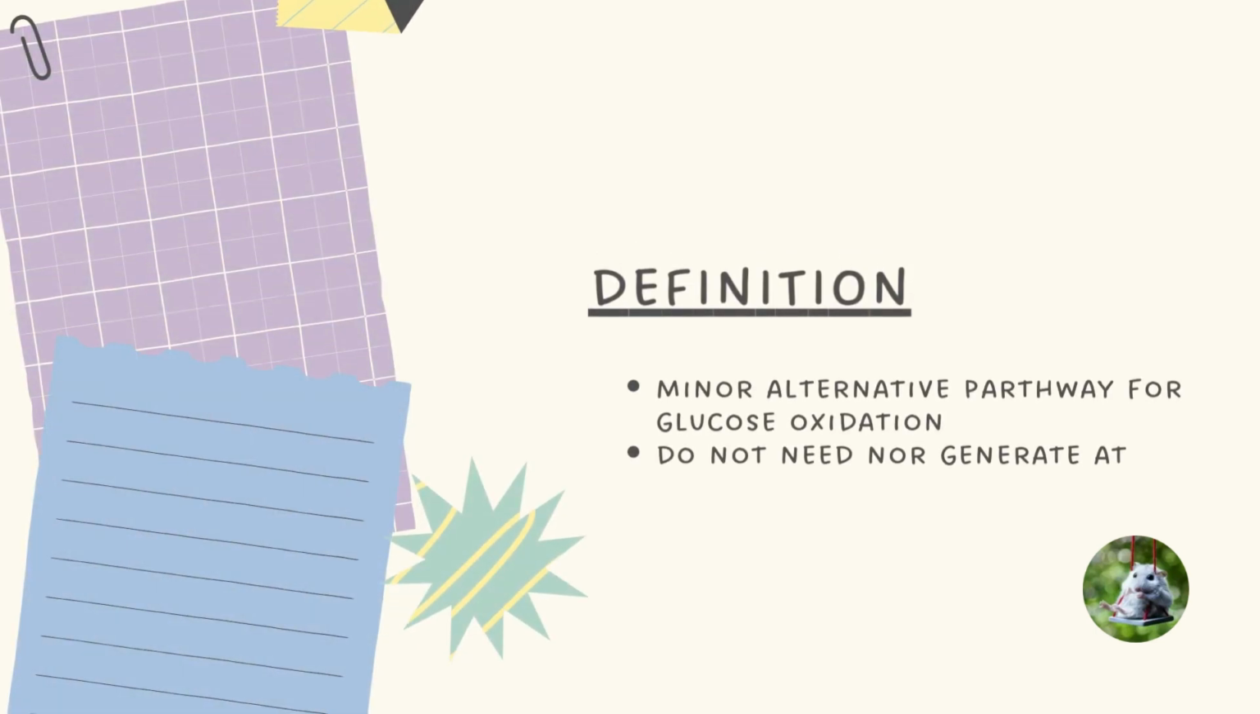Uronic acid pathway. The uronic acid pathway is another minor alternative pathway for glucose oxidation, by which glucuronic acid, ascorbic acid, and pentose are obtained from glucose. Like the hexose monophosphate shunt or HMP, or pentose phosphate pathway (PPP), it does not need nor generate ATP.